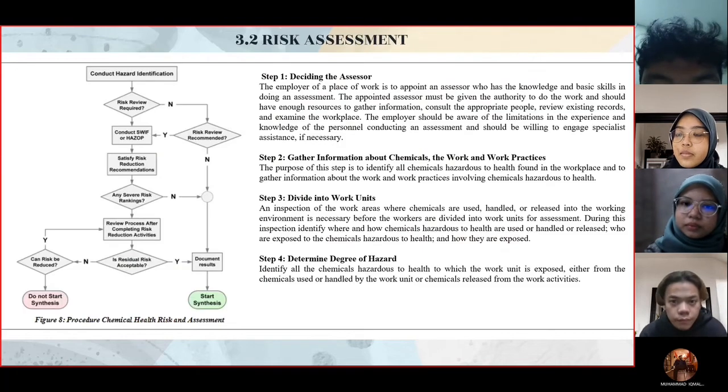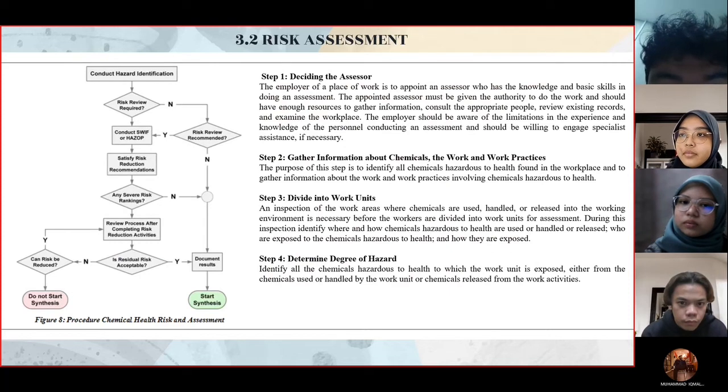Next, risk assessment. Step 1. Selecting the assessor. The employer of a place of work is to appoint an assessor who has the knowledge and basic skill in doing an assessment.